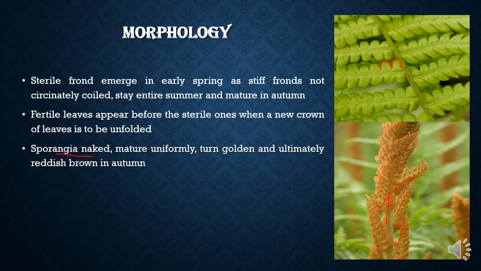And this type of leaf, we know that they are deciduous. In early spring the sterile leaves are formed, but before the sterile leaves are formed, the fertile leaves appear. So the fertile leaves are the first to appear, and the sterile leaves are the second to appear. The sterile leaves appear after the fertile leaves appear.